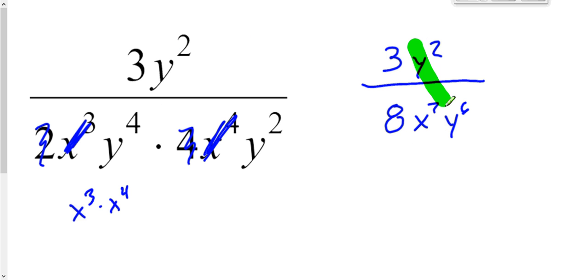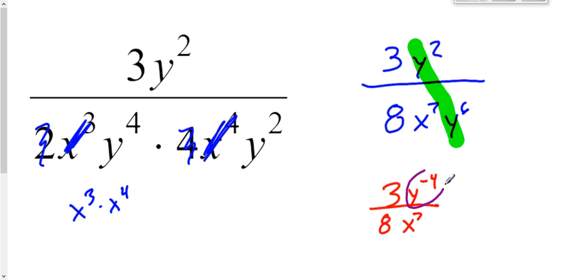Now the y's, a little bit off center, but they're going to go together. So in our final answer, we're going to have 3 over 8 y's. So I have 2 on top, 6 on the bottom. 2 minus 6 gives us y to the negative 4. Nothing combines with the x again, so we still have x to the 7th on the bottom.